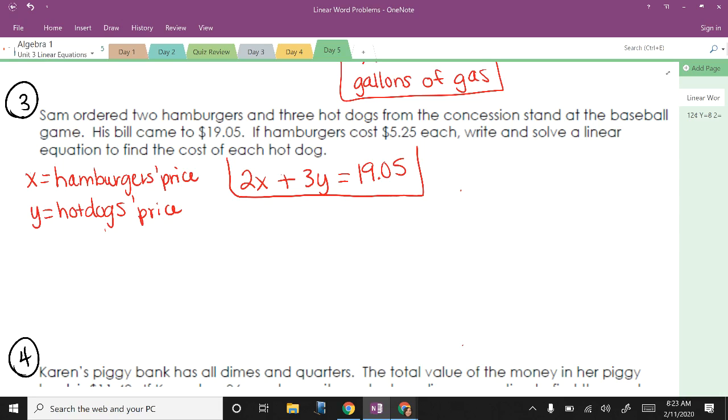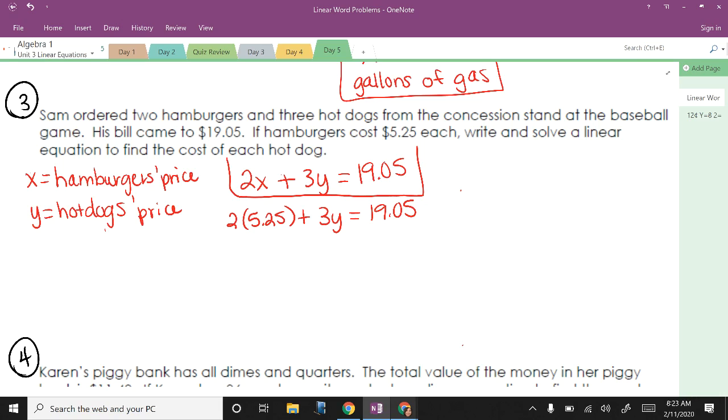Yeah, so $5.25 is for the cost of a hamburger, so we put that in for the hamburger price, which is X. Y'all see that? Okay, so there's my linear equation. So where they have X, I now know that the hamburger price is $5.25 each. So that goes in for X. So you write an equation first, and then you plug in something they tell you.